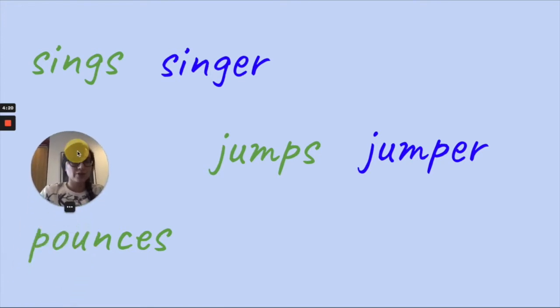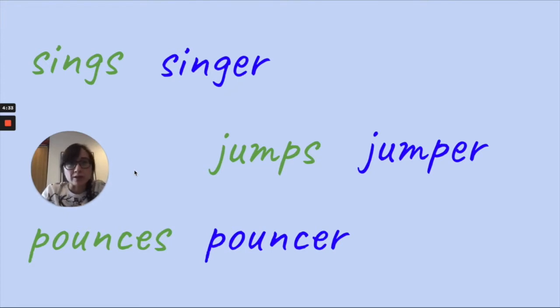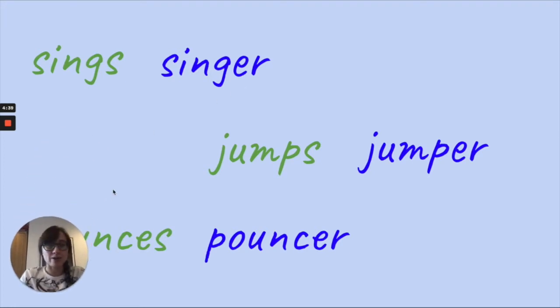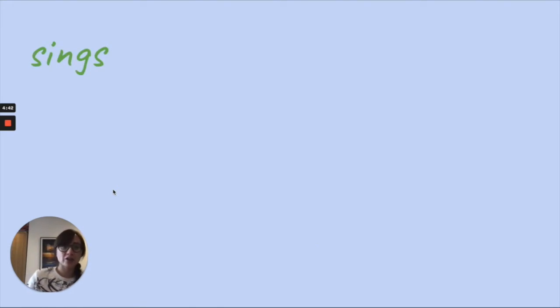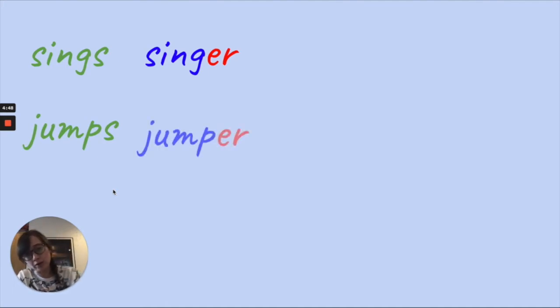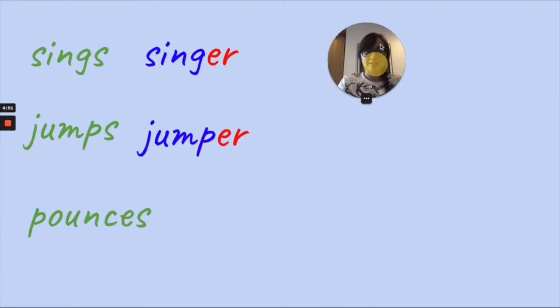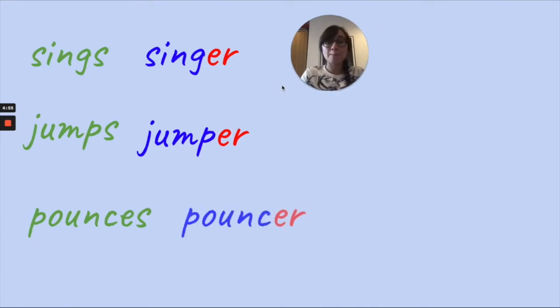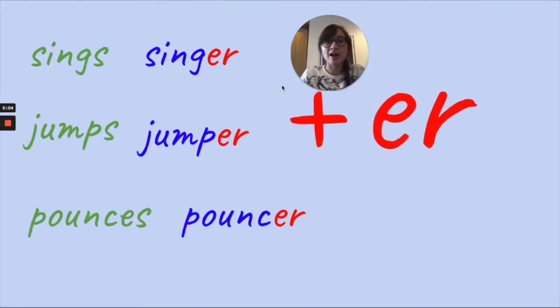Pounces. This was the fox example. The fox pounces. The fox is a pouncer. So what do you notice with the blue words, with the nouns? What do you notice about the end of each word? We're going to look at the next slide because it will help us. Sings turns into singer. Jumps turns into jumper. Pounces turns into pouncer. So what do we do? What do we add to the end of the word? We add ER.